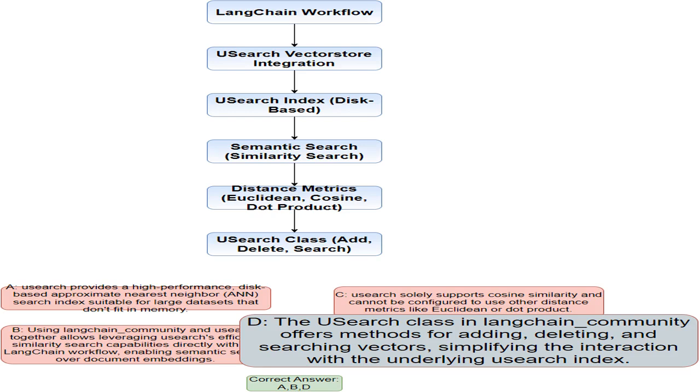for extensive datasets exceeding memory capacity. An ANN index allows for fast approximate searches in high-dimensional spaces, trading some accuracy for speed. For instance, consider searching millions of document embeddings. USearch's disk-based ANN index efficiently handles this without requiring all data to reside in memory.